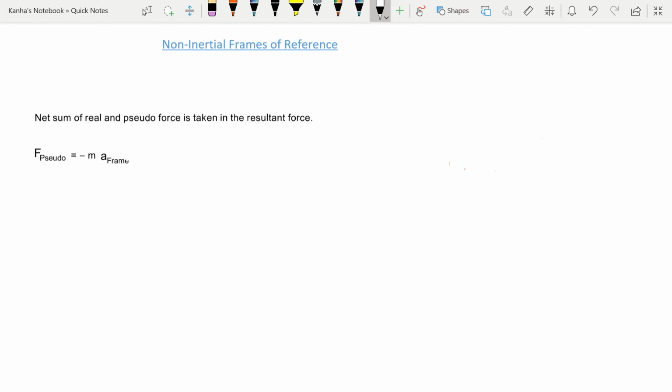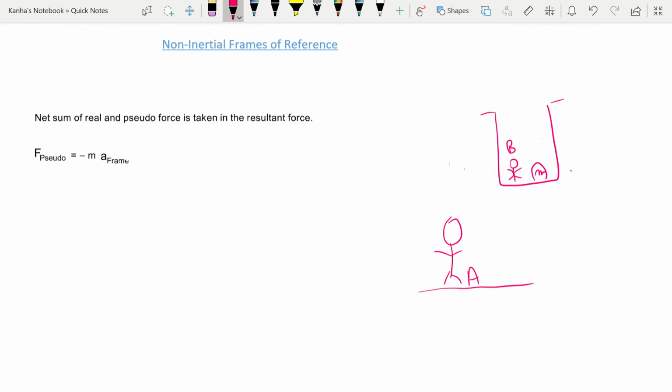So keeping this in mind, we introduce the concept of a pseudo force. And why is it necessary? I'll explain this through a very small example. Let's assume there is a lift in which you are sitting. I'll denote you by B, and there is a mass kept there. Similarly, I am sitting outside on the floor, and I am observing this mass. Now this lift is made up of glass, so I can see through, and this lift is going up with an acceleration A. So there are two frames of reference.